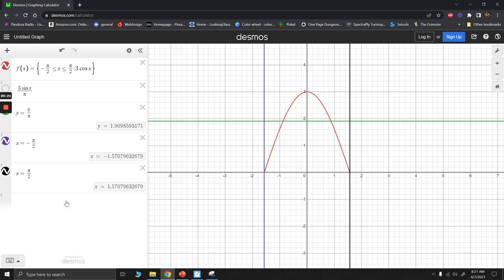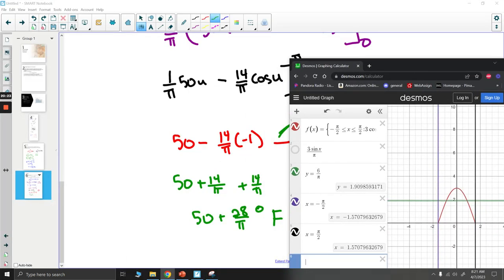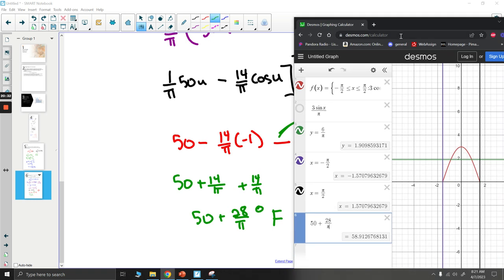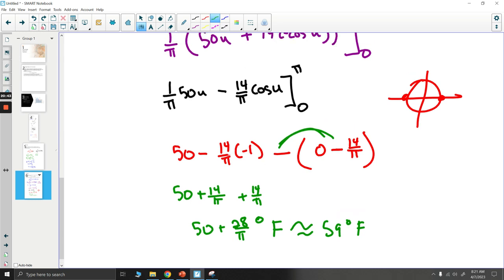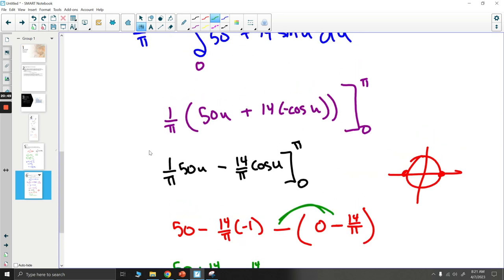So let's go ahead and find what that approximately is and make sure that it's something that would make sense. So 28 over pi would be 58.9 degrees, give or take. So about 59 degrees, which would be a nice day for me. And it's a believable degree, at least. We're not somewhere like a million degrees or something like that. So it's always worth checking to make sure that at least the number is something that is believable.